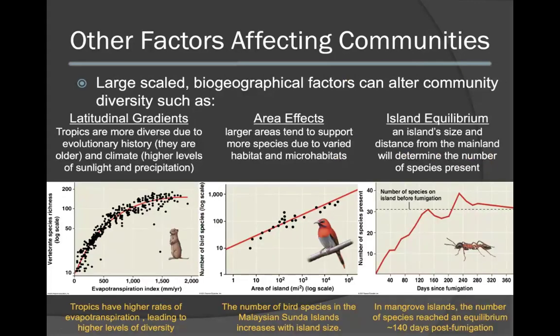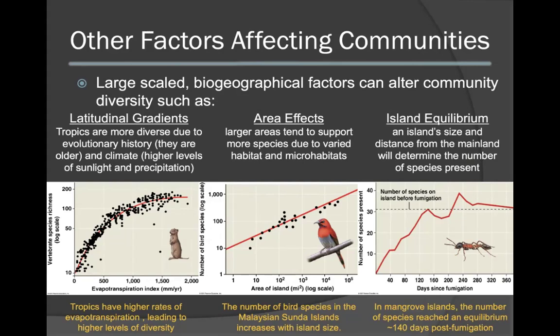Large-scale biogeographical features can also alter the diversity in communities. These include factors such as latitudinal gradients, area effects, and island equilibrium. Latitudinal gradients occur as the tropics are considered to be more diverse. This is due to their evolutionary history as well as their climate. In general, tropics have higher rates of evapotranspiration. This will lead to higher rates of species diversity.